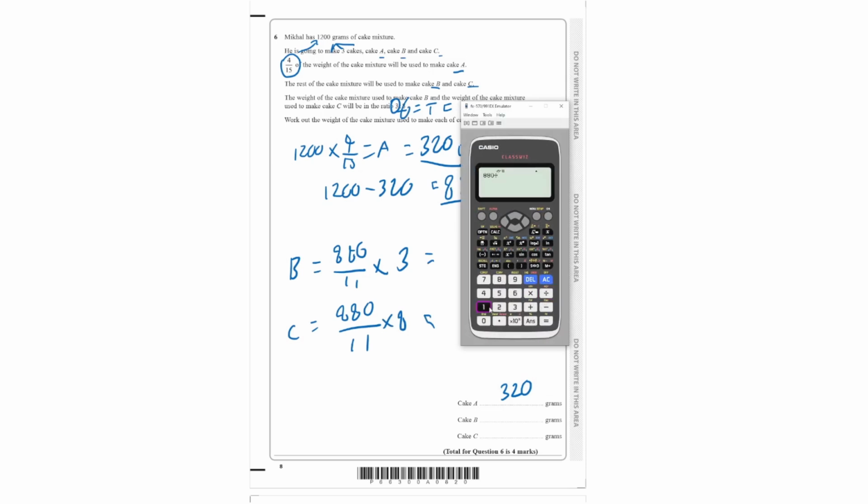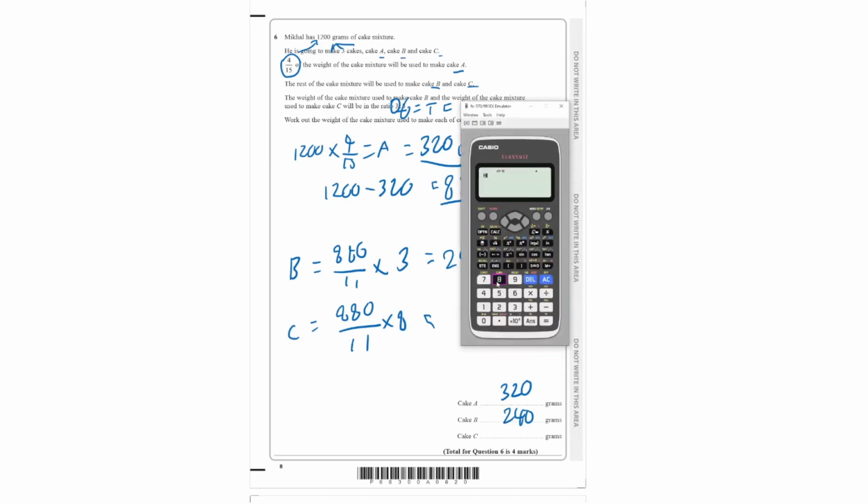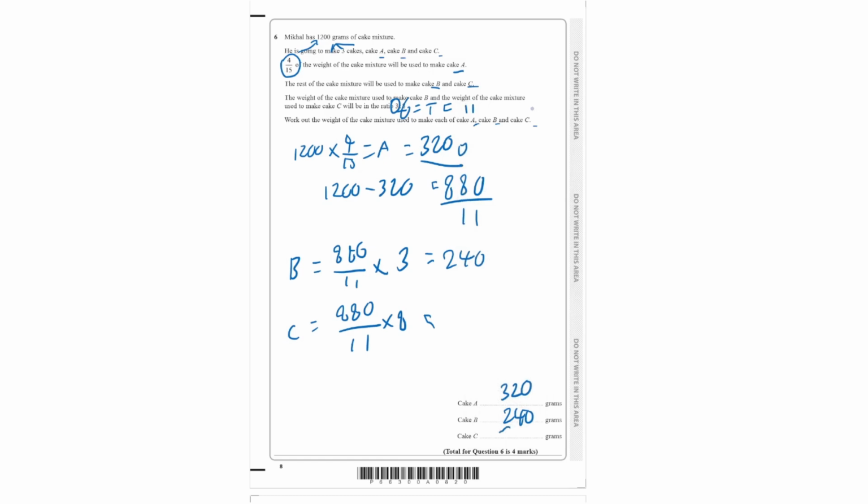880 divided by 11 is 80, times 3 is 240 for C, 240 for B. And then we can use this again. 880 divided by 11 multiplied by 8 gives us 640 grams.